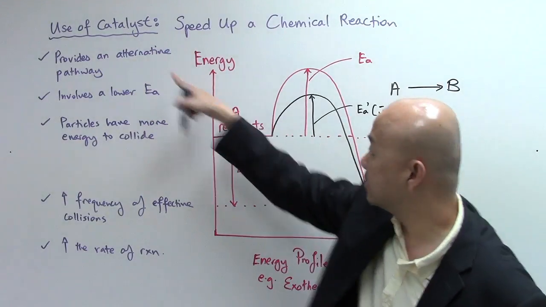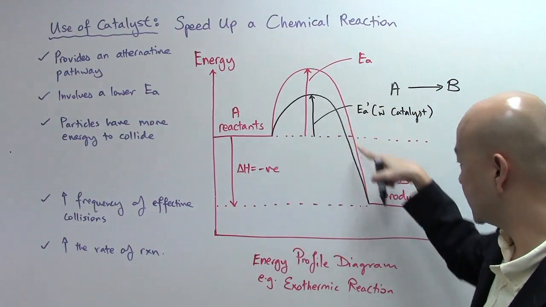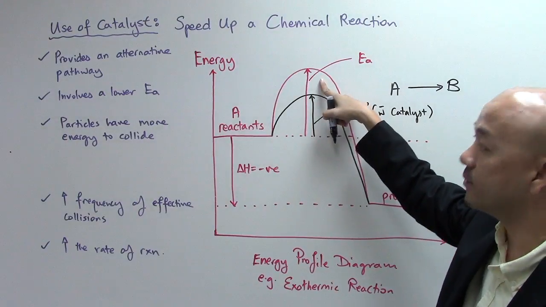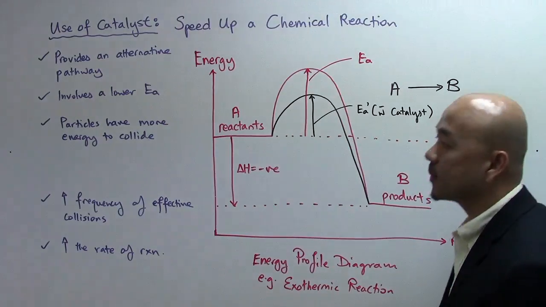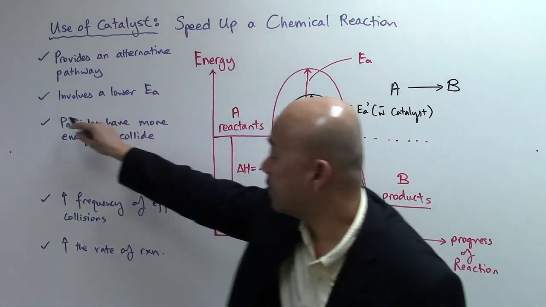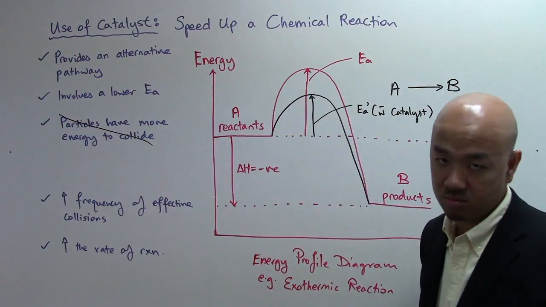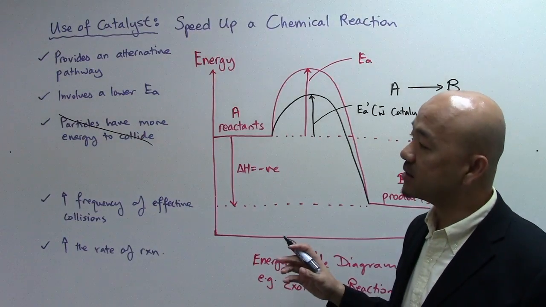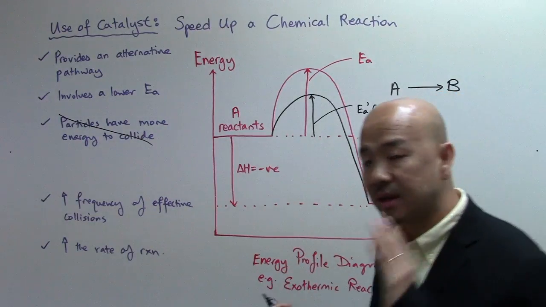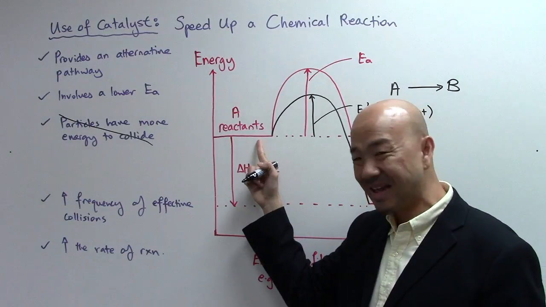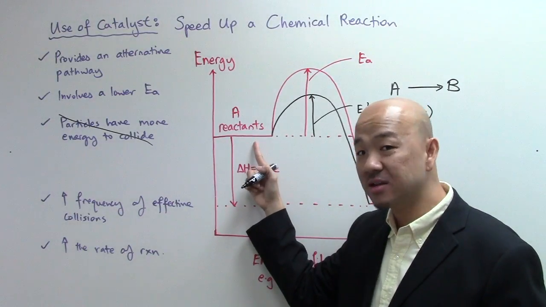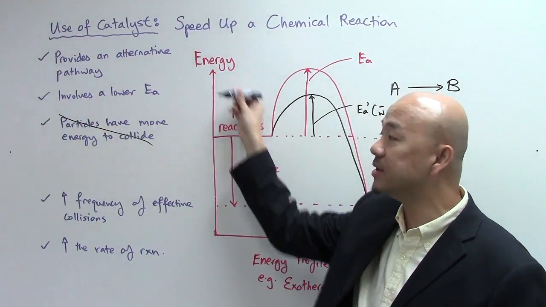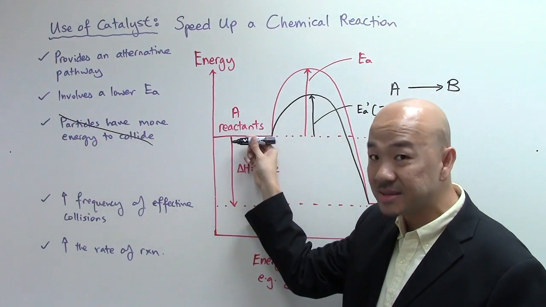So it provides an alternative pathway, which is this. It's different from the one in red. It has a lower activation energy, as you can see. Now, this is the point that I believe is wrong. When students say that particles have more energy to collide, you realize that this line, which represents the energy of the reactants, did not increase or decrease. It always stays the same.